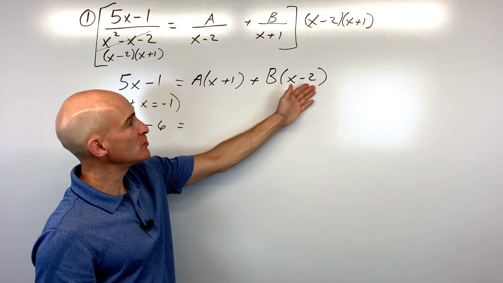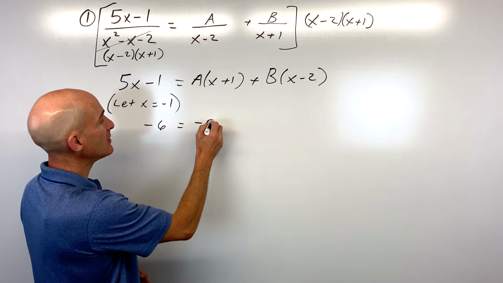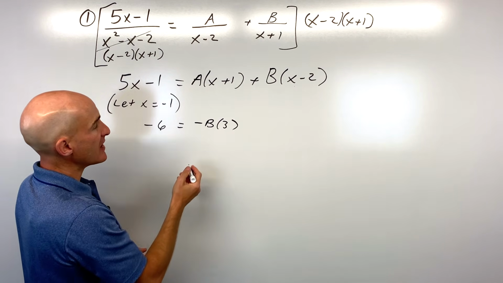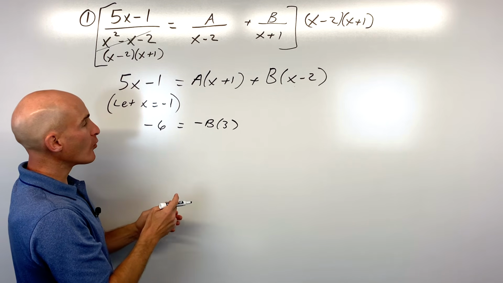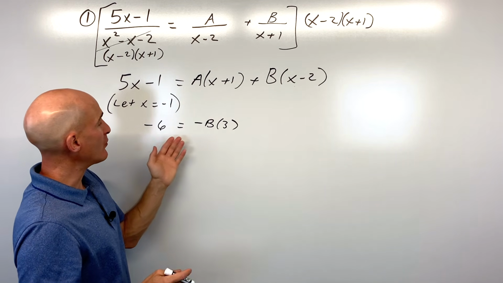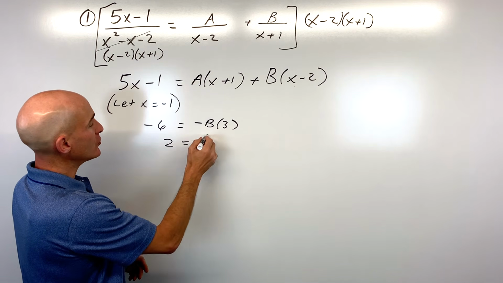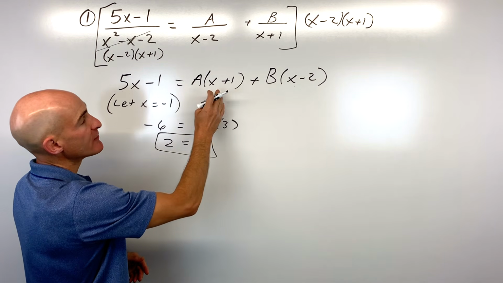And negative 1 minus 2 is negative 3 times b gives us negative b times 3, or negative 3b, I should say. So now what we want to do is divide both sides by negative 3, and you can see that b is equal to 2. Okay, now we know what b is. We need to find out what a is.